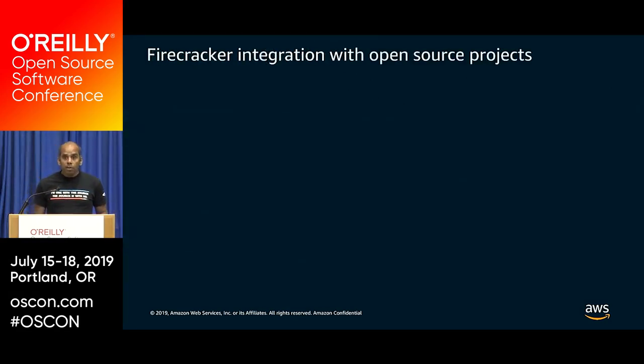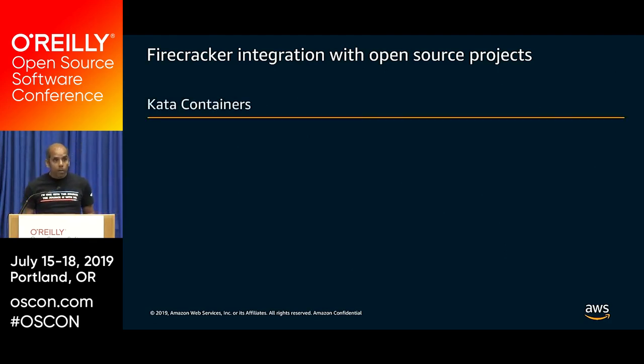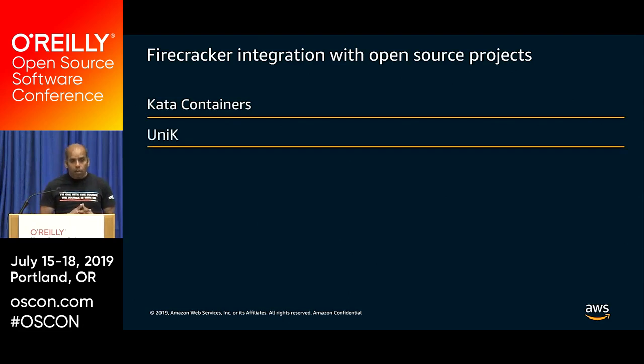There's a lot of Firecracker integration that is happening with open source projects. Let me talk a little bit about that as well. Right after Firecracker was launched at re:Invent, we had a very good meeting with Kata Containers, and I'll talk about that in a little more detail. But UniK is an open source project that basically takes your application sources and containers and creates microVMs for that. So that's a cool project. There's a blog written on how you can use UniK to actually create a Firecracker-based microVM.